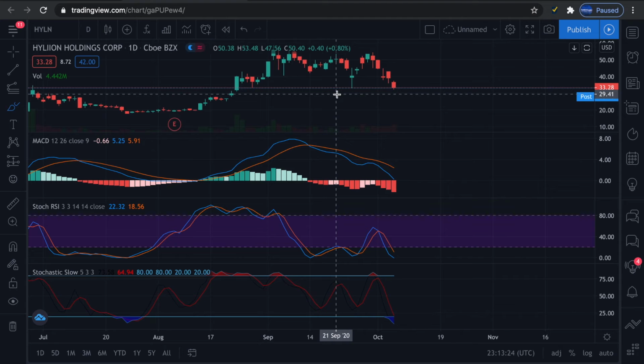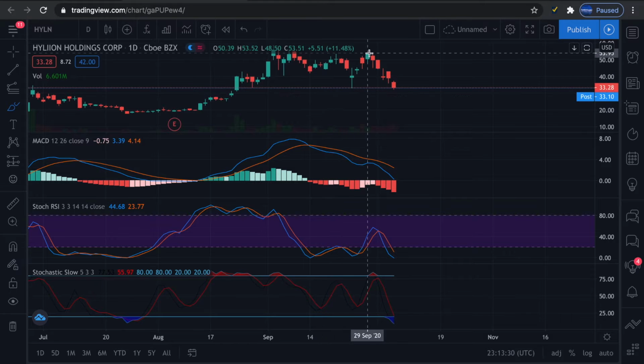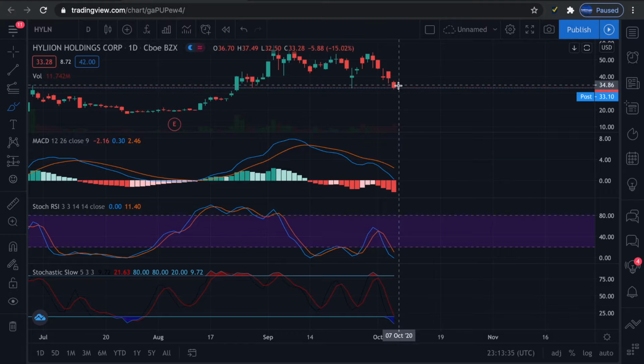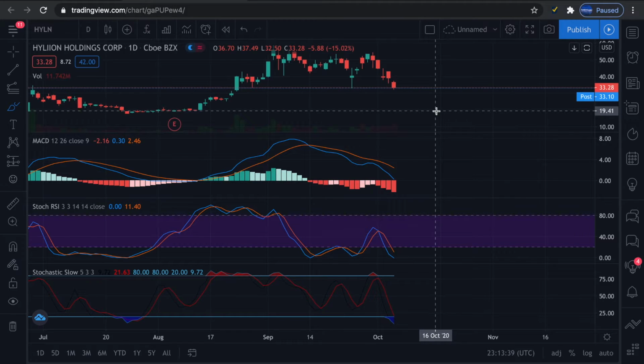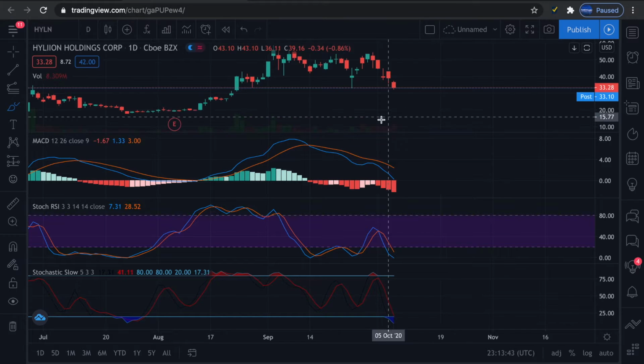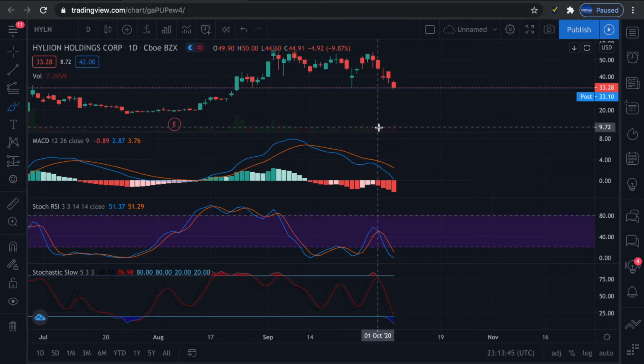Now, as we can see from the daily chart, we've had a pretty sharp decline in the stock price over the past couple of days, up to the highs of around 54 and now down to the closing area of around $33. So on the daily chart, we can look at the MACD indicator, the stochastic RSI, and the stochastic slow to gauge where the stock price is right now and where it could go in the future.